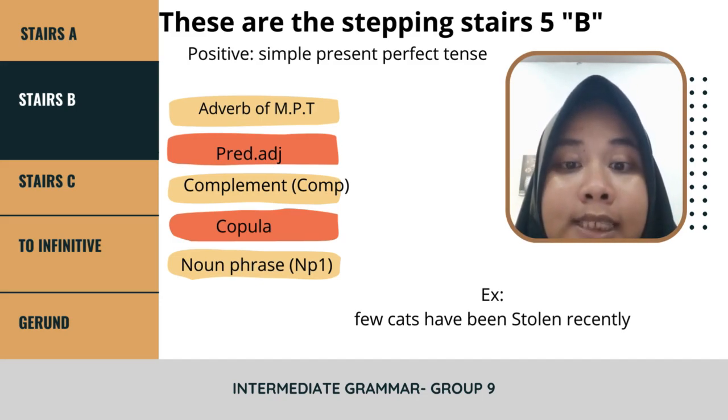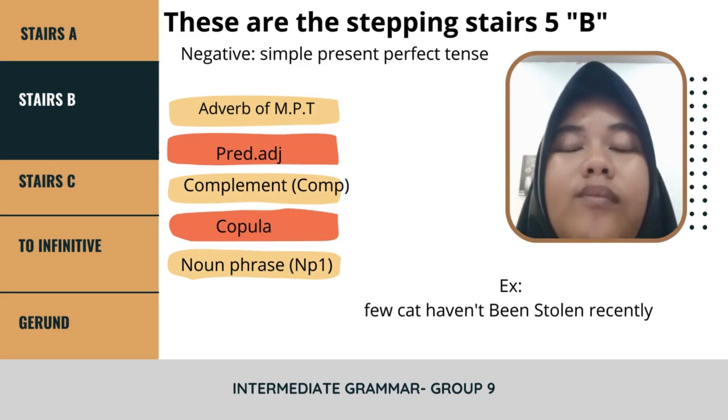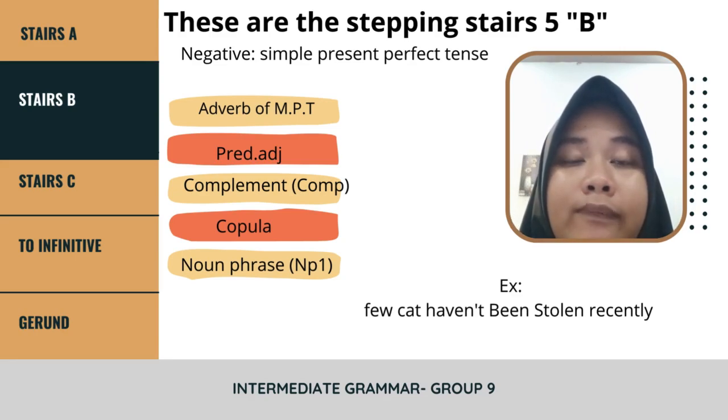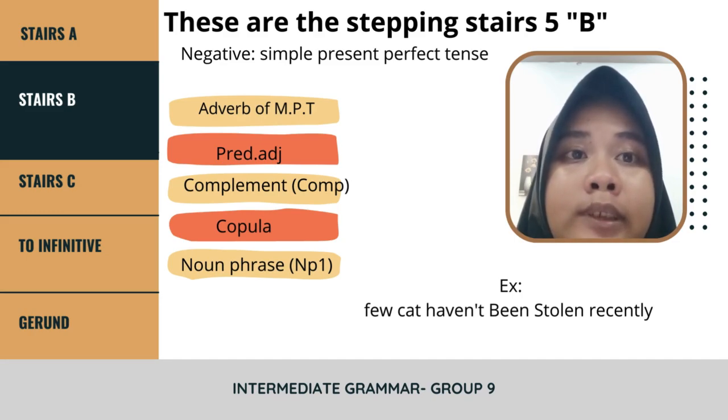The next is the stepping the 5 stair B, simple present perfect tense with the positive sentences. The example is few cats have been stolen recently. Few cats as a noun phrase, have been as a copula, stolen as a complement, and recently as an adverb of MPT.